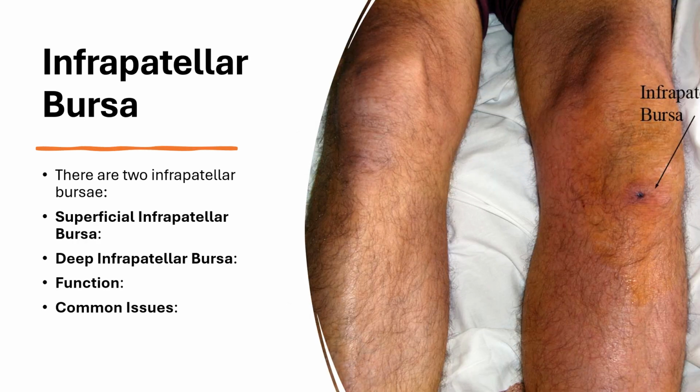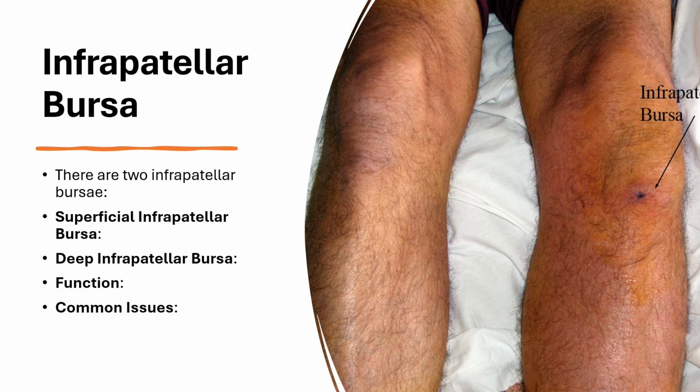Now let's look at the infrapatellar bursae. There are two of these. So there is the superficial one, which is located between the skin and the patellar tendon, just below the kneecap. And then we have a deep infrapatellar bursae, which is positioned between the patellar tendon and the tibia.